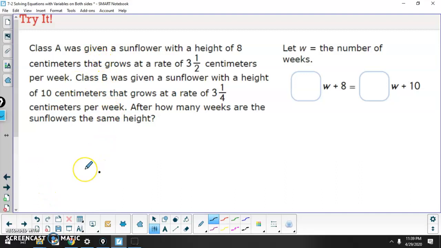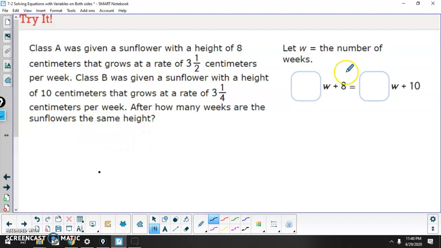Another word problem here for you. Class A was given a sunflower, 8 centimeters in height to start. It's growing at a rate of 3.5 centimeters per week. Class B has a 10 centimeter sunflower to start, but it's growing a little bit slower, at 3.25 centimeters per week. After how many weeks are the sunflowers the same height? So eventually sunflower A will catch up to sunflower B. When are they the same height? Well, we're going to figure that out here.